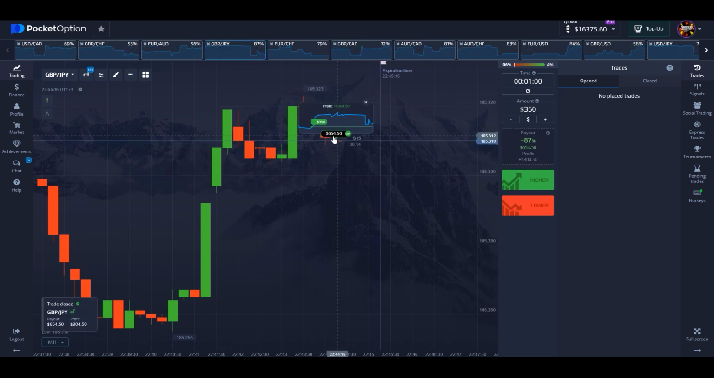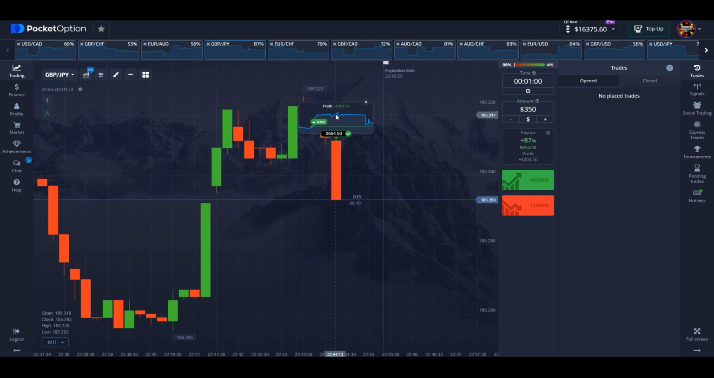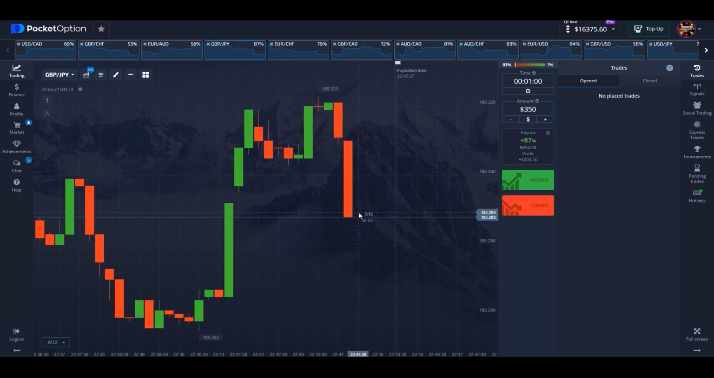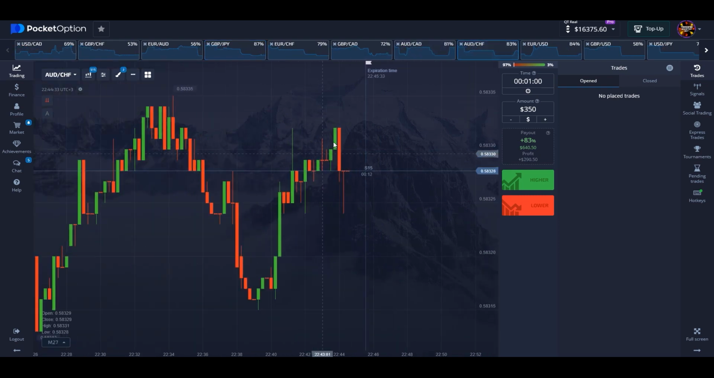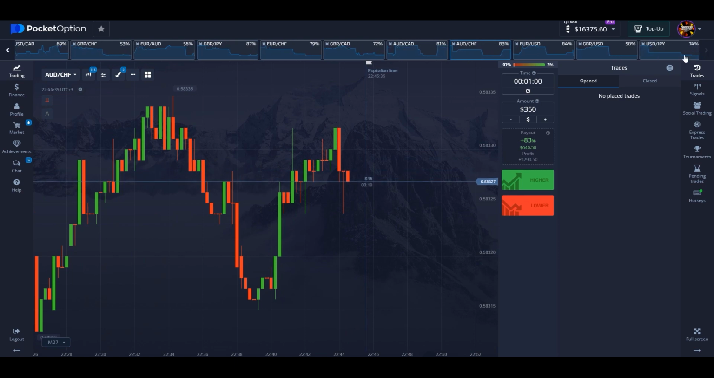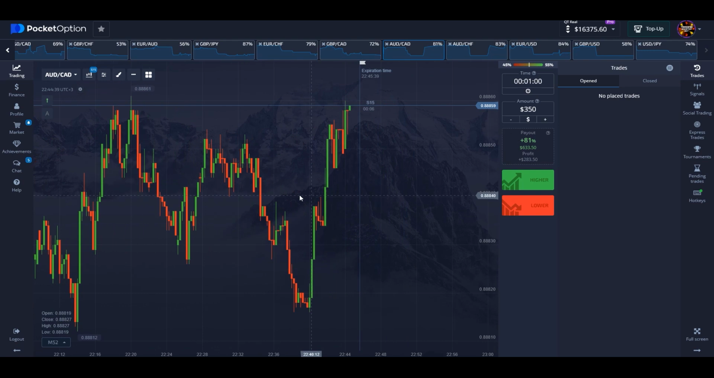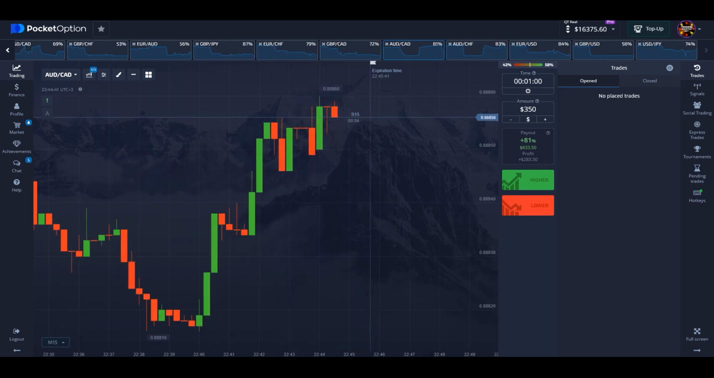Good second trade, closed in plus 5 points and took $304. And then the price went down. Let's go to another pair. Australian Canadian dollar looks good. Let's go for it. I go to the bot.